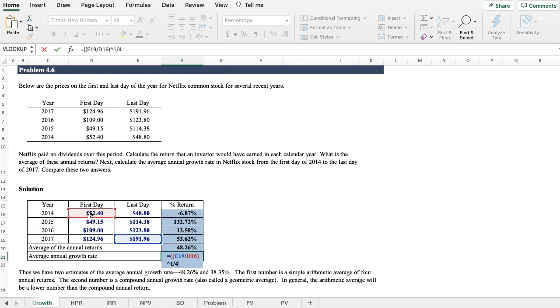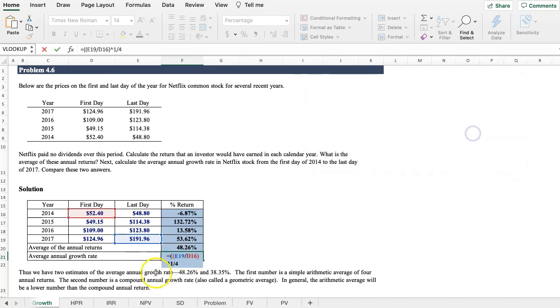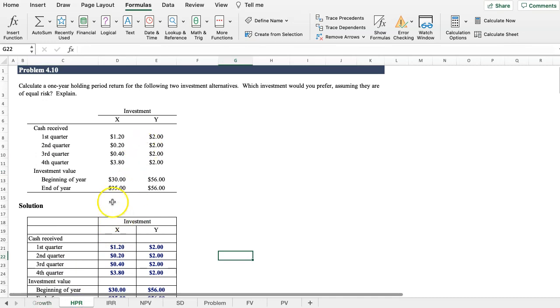And let me put parentheses around this since I'm doing a division in there. And then I'm going to finally minus 1. So this would be a growth formula, and this would give me an average annual growth, which is a more accurate growth of the stock than the average. So that's how you would calculate the returns for the year, the average annual returns, and then the average annual return growth rate.